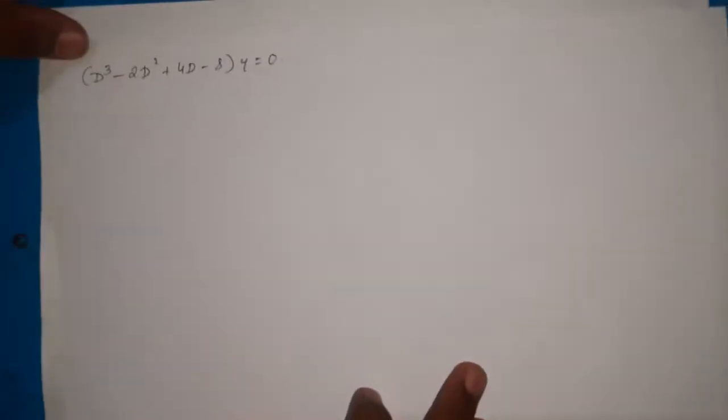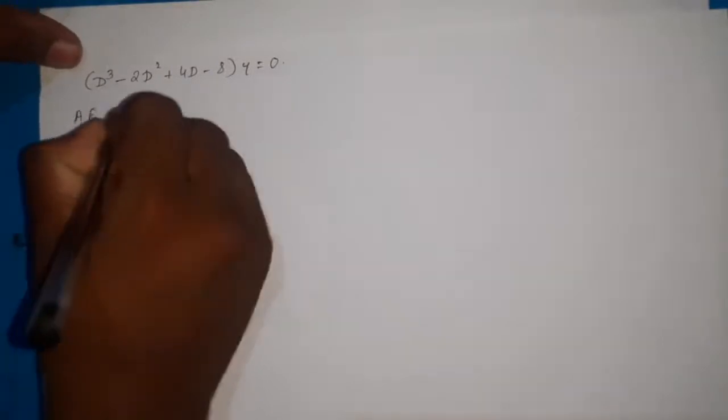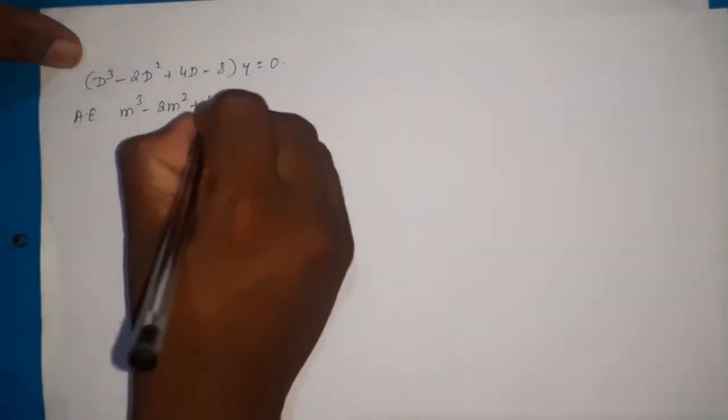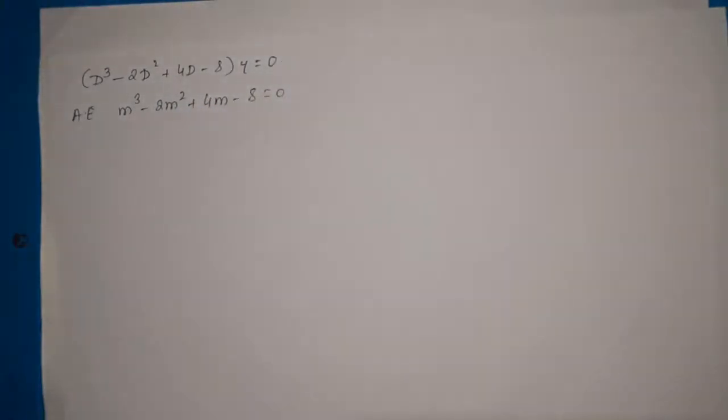So, here the auxiliary equation of this differential equation is m cube minus 2m square plus 4m minus 8 equal to 0. Here also the order of the auxiliary equation is 3, hence this also has 3 roots.